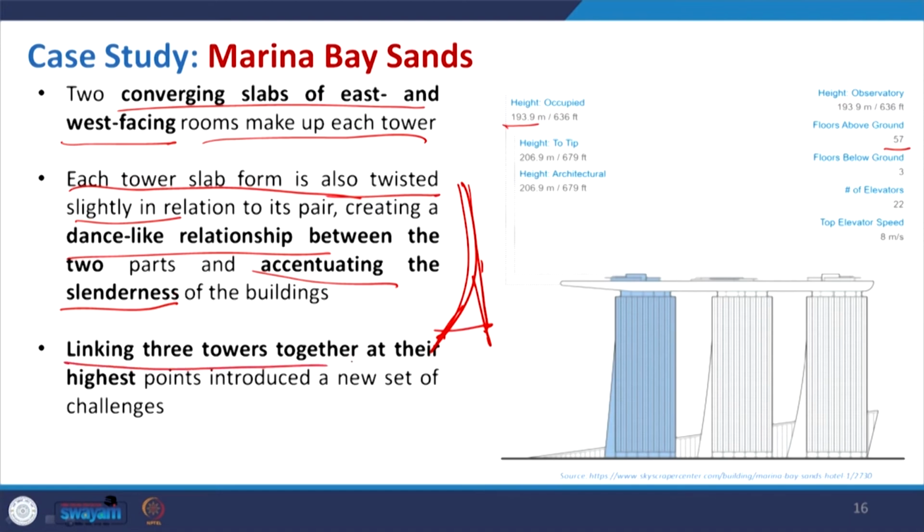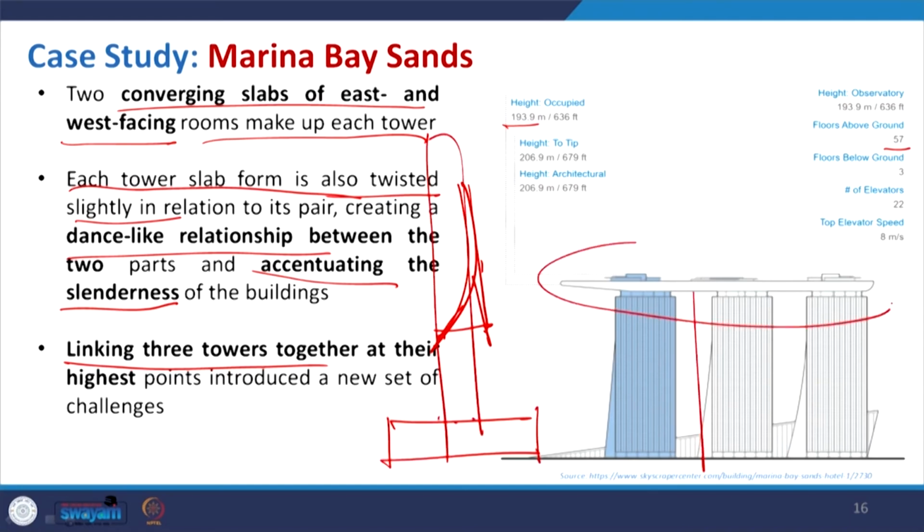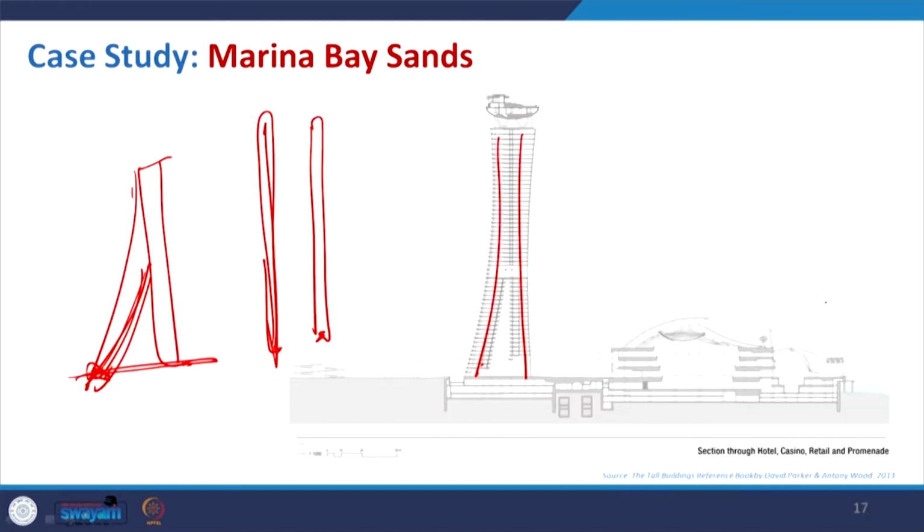Linking three towers, as I already mentioned, was the challenge, because this is not at the ground floor. Normally, in many buildings we get the heavy base at the bottom and then you have the tower, but in this case it is at the top. So, this particular portion has to rest, and there is a portion of the cantilever. That is definitely good engineering that was made to create it.